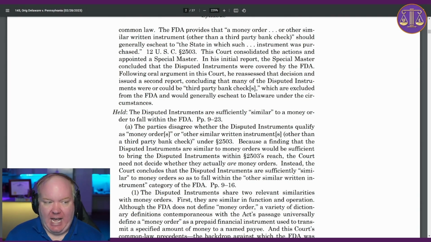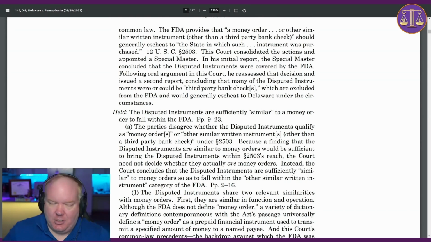The court consolidated the various actions and appointed a special master, as they do. They appointed someone else to referee this because, they can't be bothered. In the initial report, the special master concluded the disputed instruments were covered by the federal law. These are money orders, says effectively the special master. Following oral argument in this court, he reassessed that decision and introduced a second report, concluding that many of the disputed instruments were or could be third-party bank checks. So are they money orders or are they third-party bank checks? He says some of them are third-party bank checks, which are excluded and would escheat to Delaware.